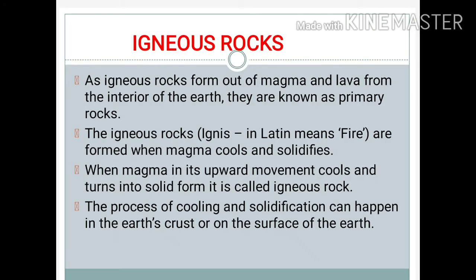Igneous rocks are formed when magma cools and solidifies. When magma in its upward movement cools and turns into solid form, it is called igneous rock. The process of cooling and solidification can happen in the earth crust or on the surface of the earth. So basically, the lava or the magma that comes out during volcanic eruption can cool down inside the earth crust or on the surface of the earth.